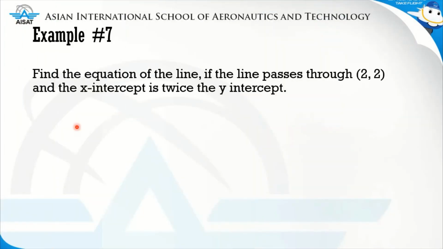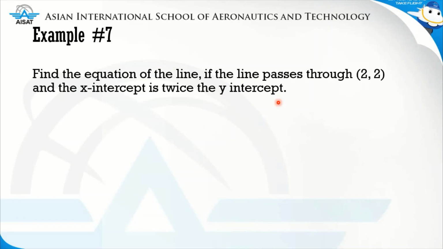Now let's have example 7. Find the equation of the line if the line passes through (2, 2), and the x-intercept is twice the y-intercept. In this problem, what we are given is the point (2, 2) and a clue about the values of the x- and y-intercepts, where the x-intercept is twice the y-intercept.